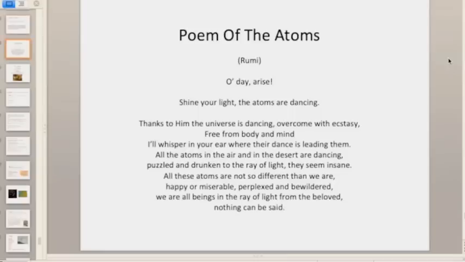Poem of Atoms. Rumi. O day, arise, shine your light, the atoms are dancing. Thanks to him, the universe is dancing. Sing. Overcome with ecstasy, free from body and mind. I'll whisper in your ear where their dance is leading them. All the atoms in the air and in the desert are dancing, puzzled and drunken to the ray of light. They seem insane. All these atoms are not so different than we are, happy or miserable, perplexed and bewildered. We are all beings in the ray of light from the beloved. Nothing can be said.